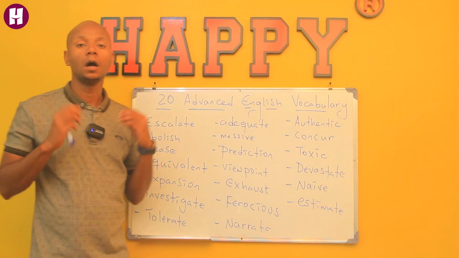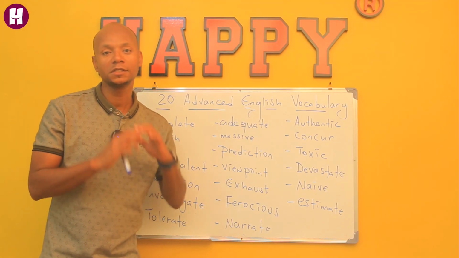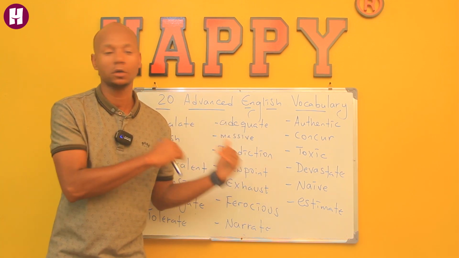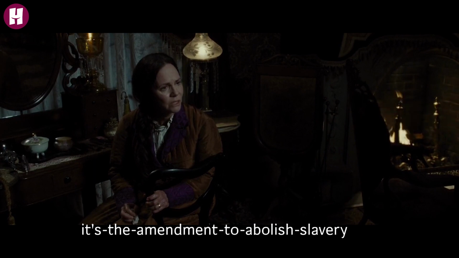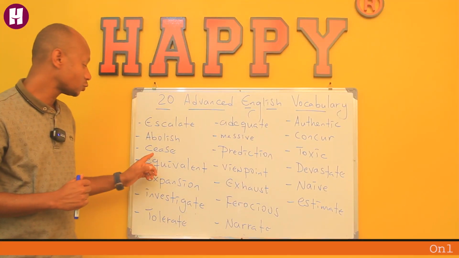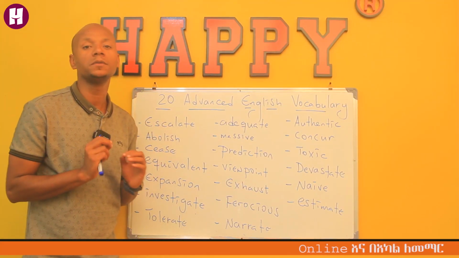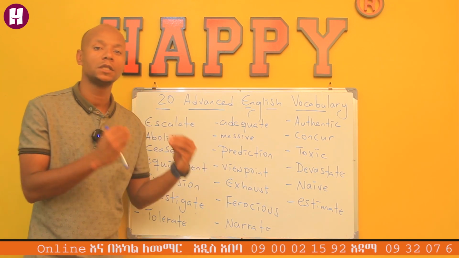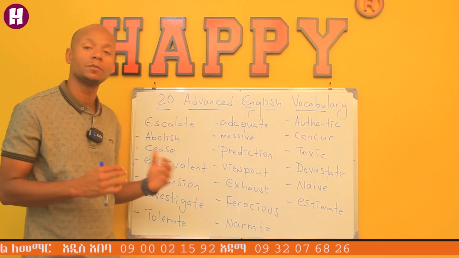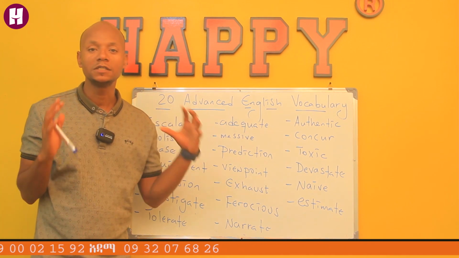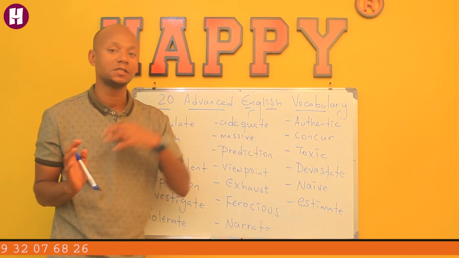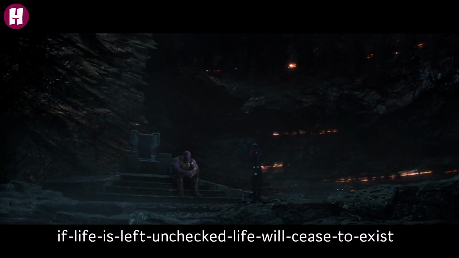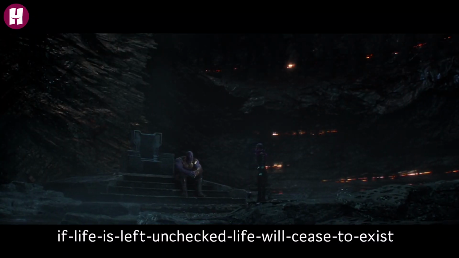The next one, abolish. Abolish means it's a verb ማስወገድ ማለት ነው። It's the amendment to abolish slavery. Next one, cease. Cease means to stop. You know ceasefire. Ceasefire ማለት ተኩስ አቁም ማለት ነው። Cease means a verb, it means to stop. If life is left unchecked, life will cease to exist.